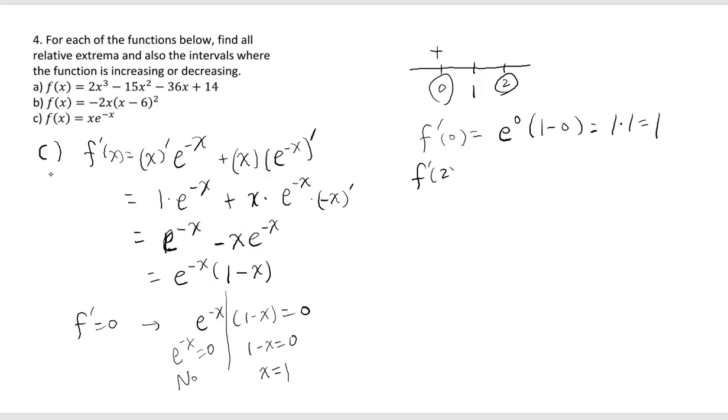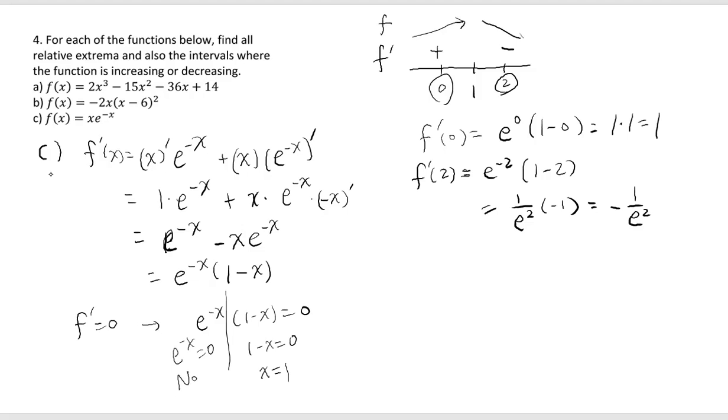F prime of 2, e to the negative 2, and then 1 minus 2. Well, negative power means 1 over, so you have 1 over e squared times negative 1. And since e squared is positive, 1 over e squared is positive. If you multiply, you get negative 1 over e squared, which is a negative number, so it's negative here. That is the sign of f prime, which means f is going to increase and then decrease afterwards.